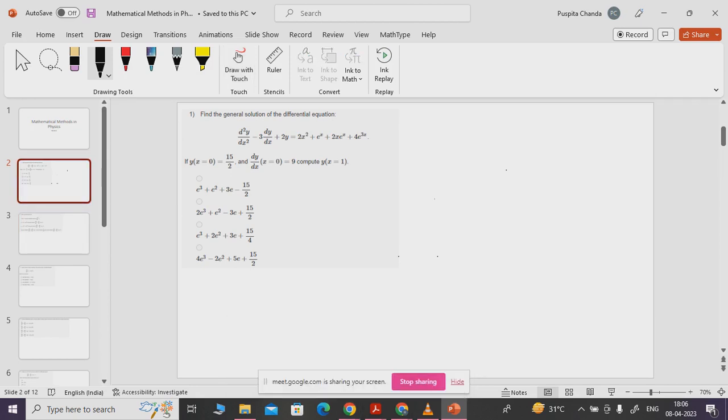So the first question is, find the general solution of the differential equation d2y/dx2 minus 3 dy/dx plus 2y is equal to 2x square plus e^x plus 2x e to the power x plus 4e^3x. Okay, so first we need to know the complementary function.